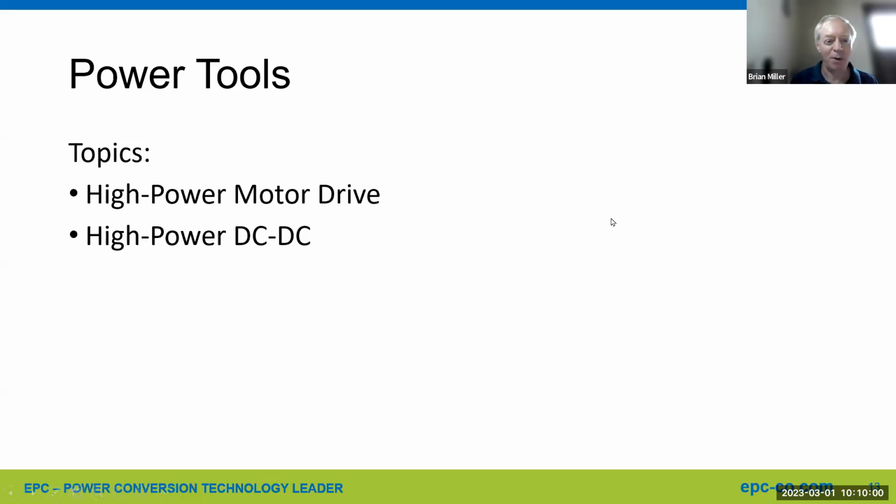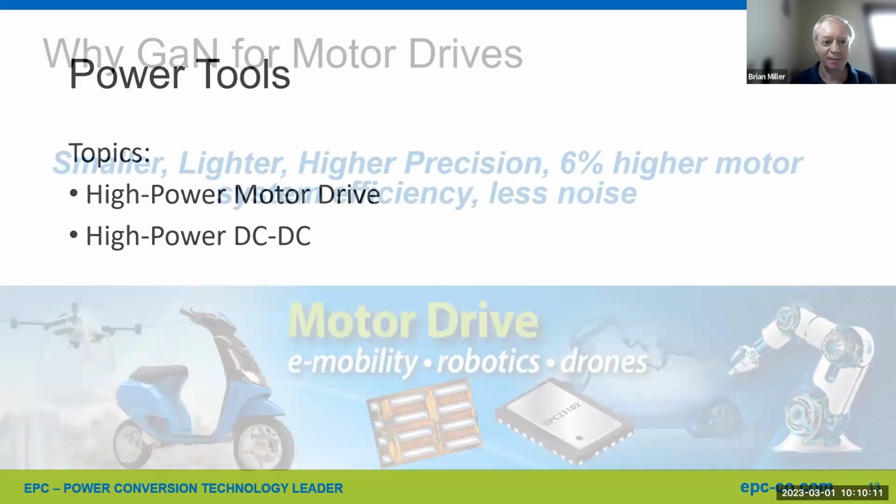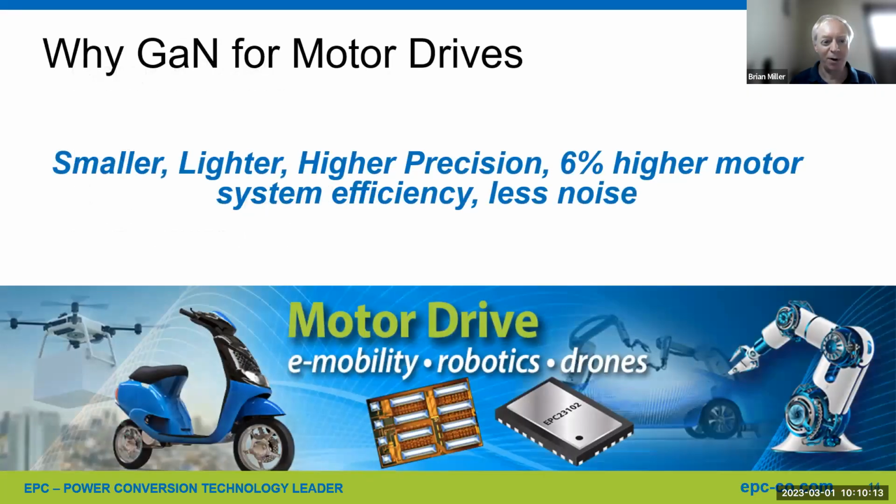Another example is power tools. Compared to vacuums, power tools would have more power. And the DC-DC would have more power also. Why GaN for motor drives? And again, kind of repeat before, smaller, lighter, higher precision, 6% higher motor system efficiency, and we'll get into details on that later, and less noise.